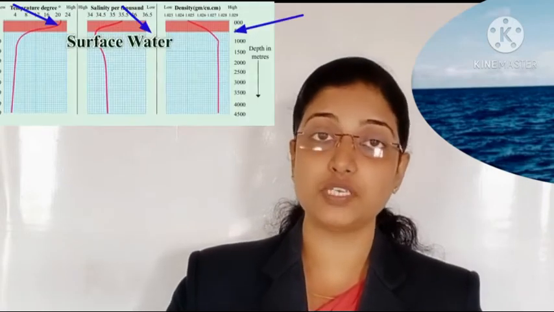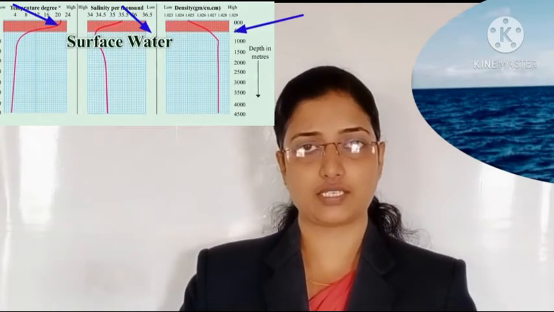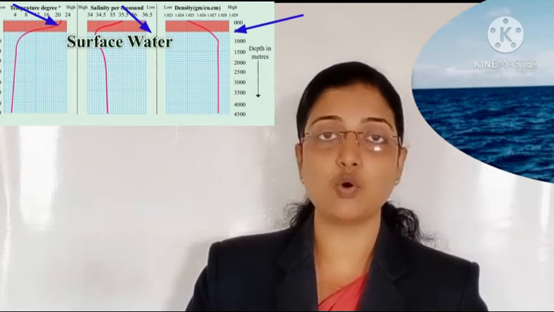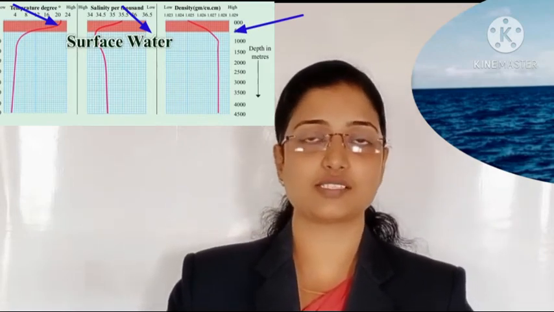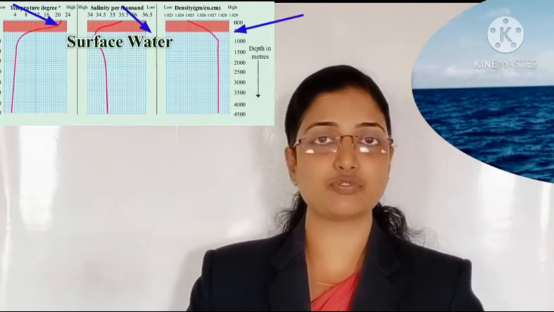What changes can we see among these properties of seawater, such as temperature, salinity and density, according to the depth? According to the depth, a lot of changes are occurring in the properties of seawater. A lot of changes or variations we can see in the temperature, salinity and density up to a depth of 500 meters. What is the reason for that? Up to 500 meter depth, the ocean water we can call surface water. That means up to 500 meters.